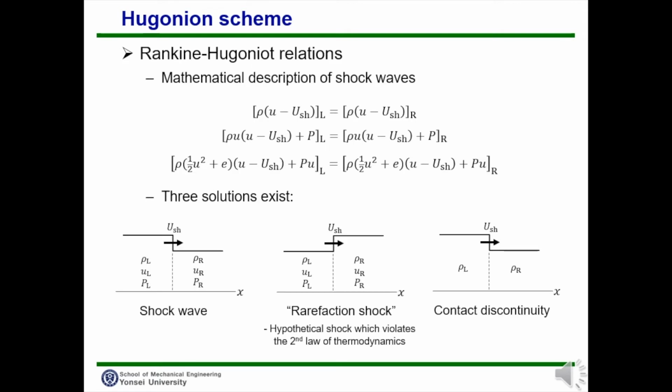To describe what a Hugoniot is, we start from the Rankine-Hugoniot relations. These relations are a mathematical description of shock waves and relate the pressure, density, and particle velocity across the discontinuity. There are three solutions to these relations, namely compression shock, rarefaction shock, and a contact discontinuity.